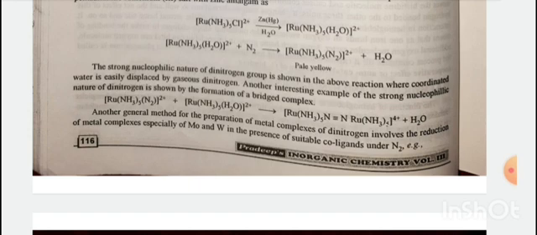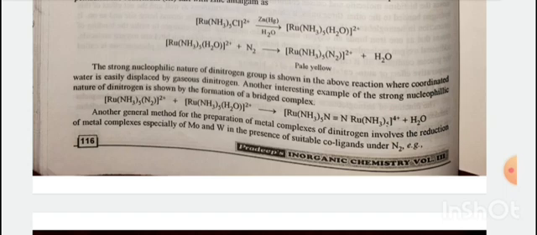The strong nucleophilic nature of the dinitrogen group is shown in the above reaction, where coordinated water is easily displaced by gaseous dinitrogen. Another interesting example of the strong nucleophilic nature of dinitrogen is shown by the formation of a bridged complex. [Ru(NH3)5N2]2+ plus [Ru(NH3)5H2O]2+ gives [(NH3)5Ru-N≡N-Ru(NH3)5]4+ plus H2O.